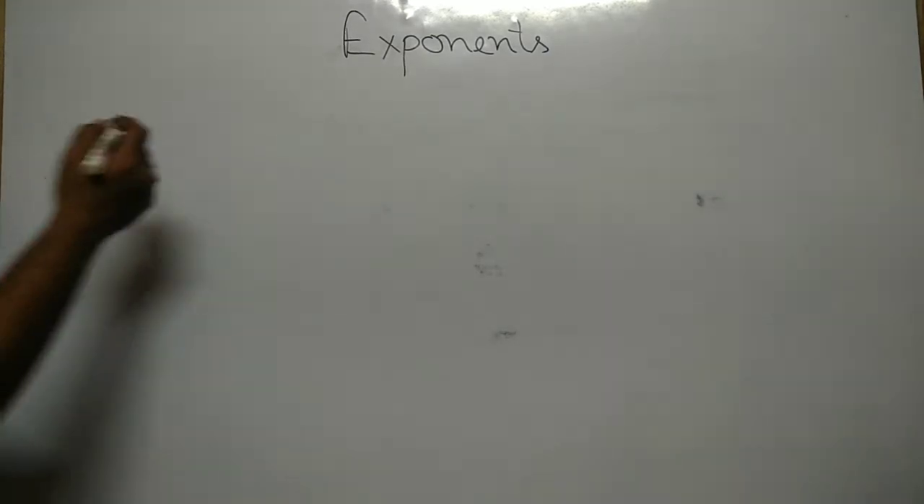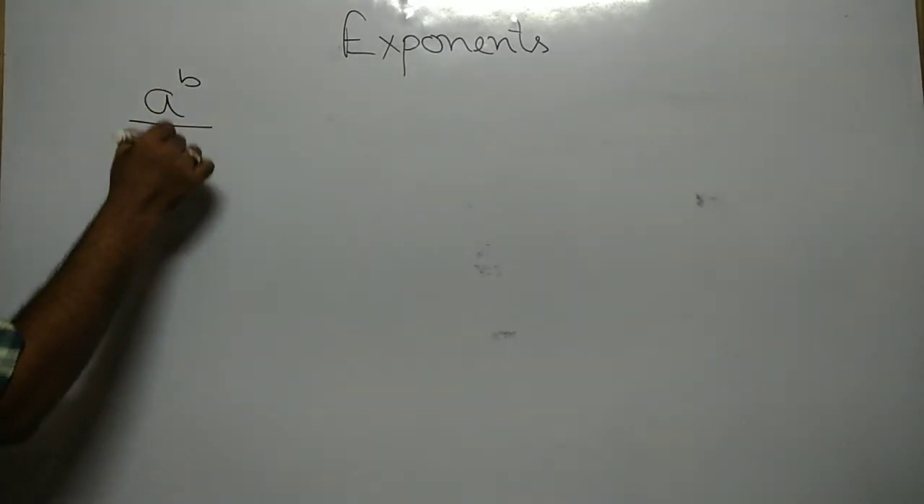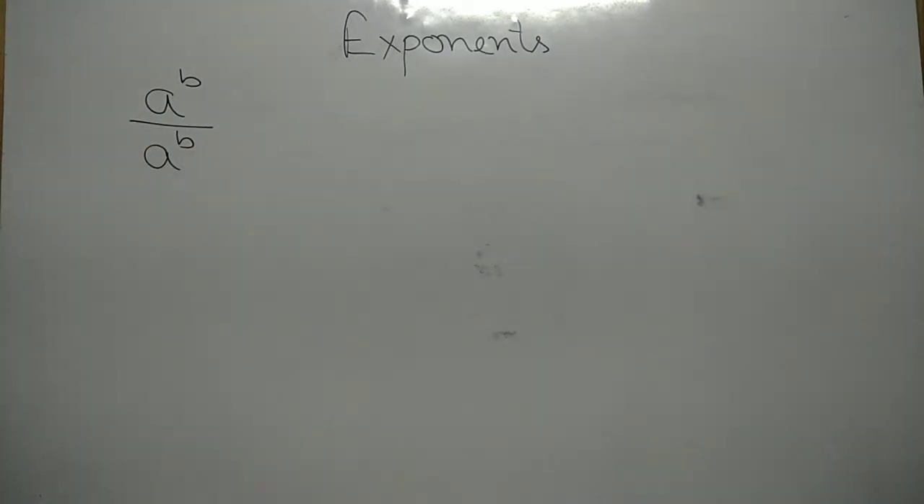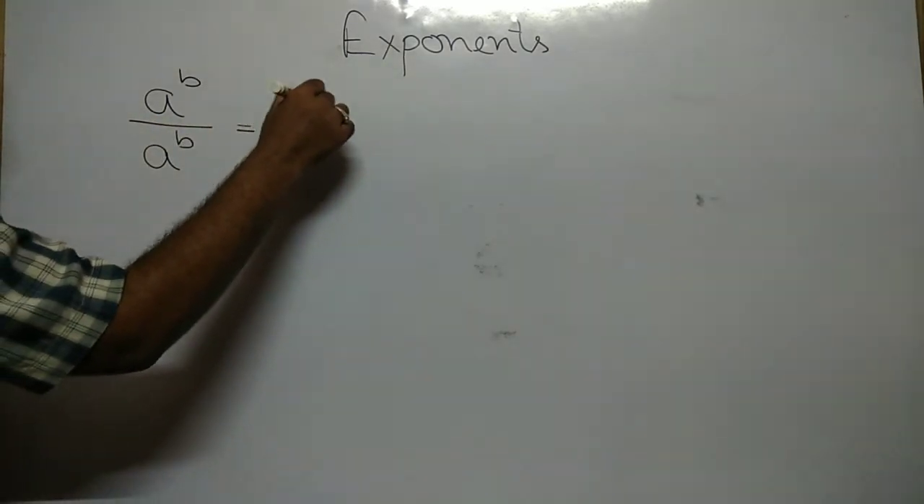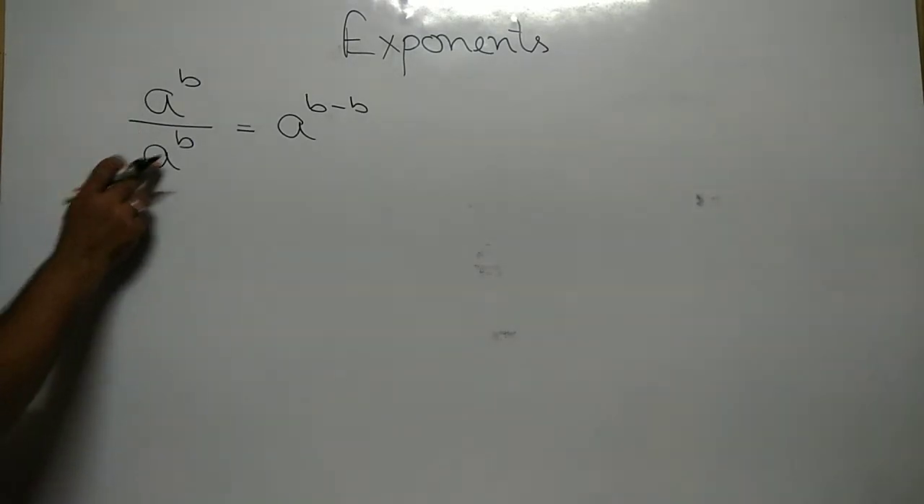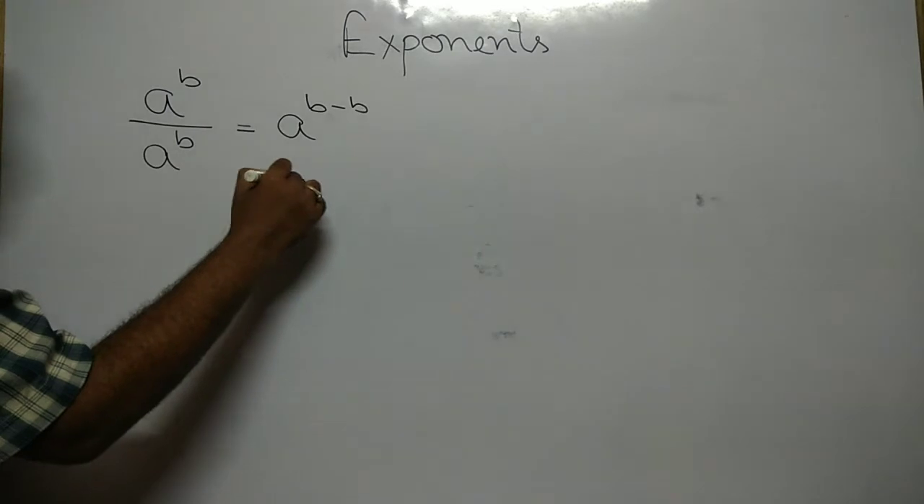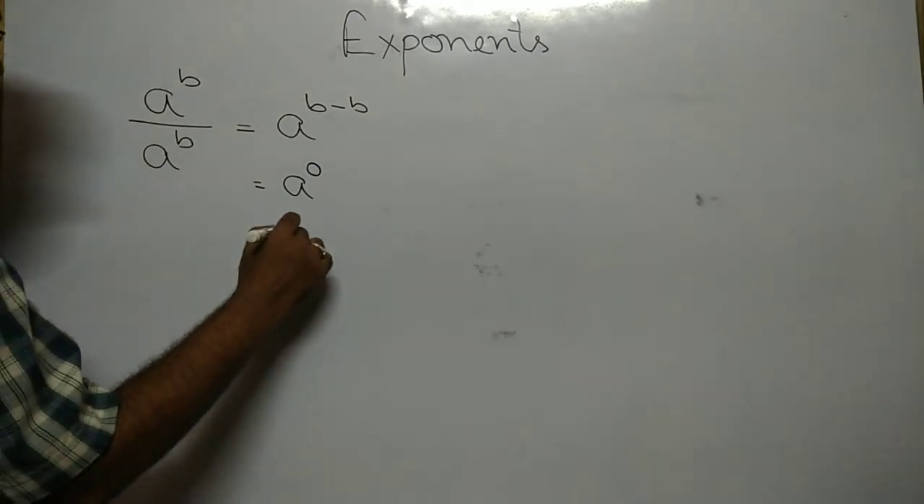Suppose in case of division, we are dividing a to the power b by a to the power b, the same term with the same exponent. As per the rule, we know that powers must be subtracted in case of the same base. Clear? Here we have the same base, so the power is b minus b, and a to the power b minus b is equal to a to the power 0. This is known as your zero power or zero exponent, and this value is always equal to 1.